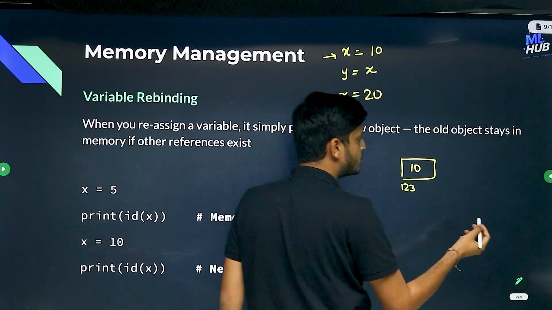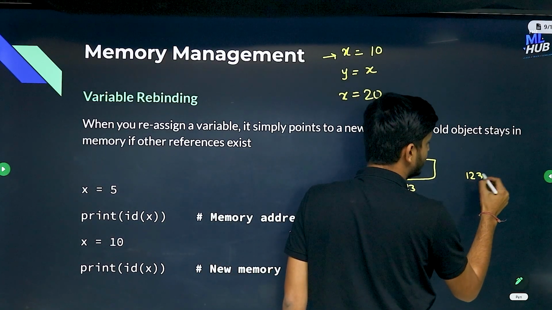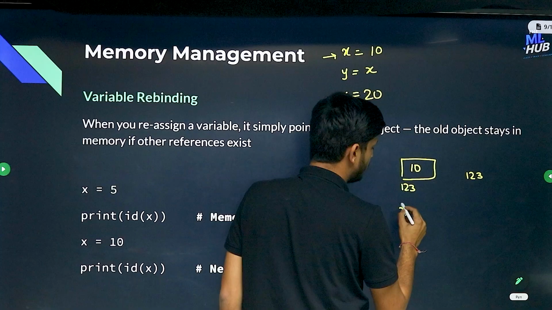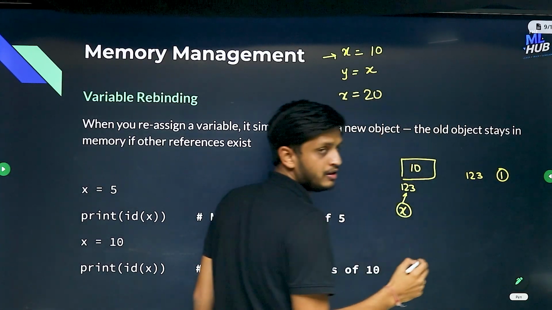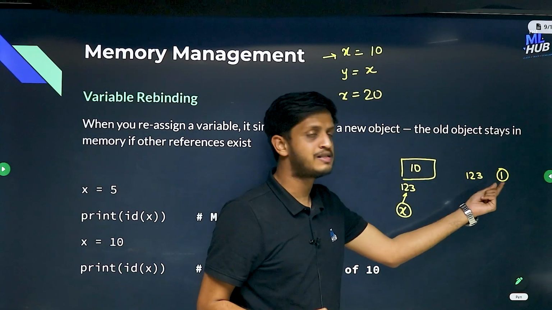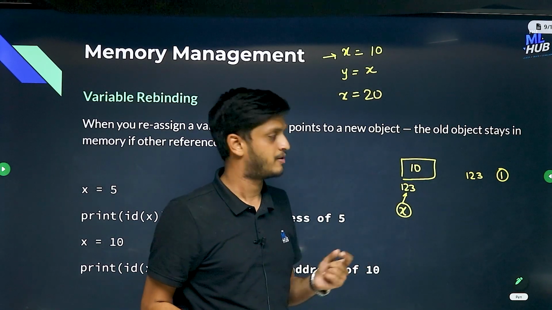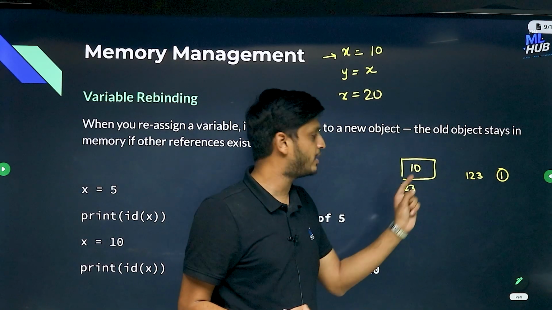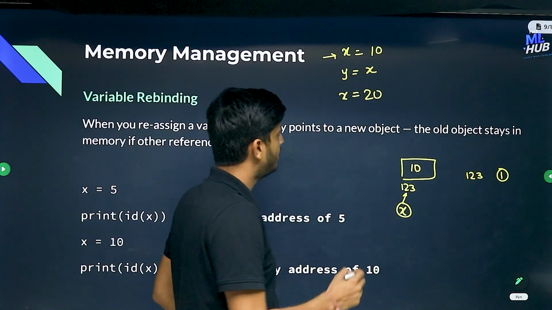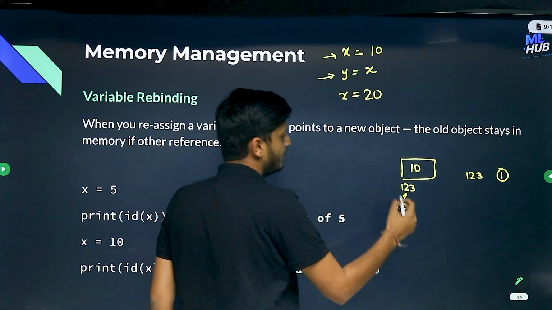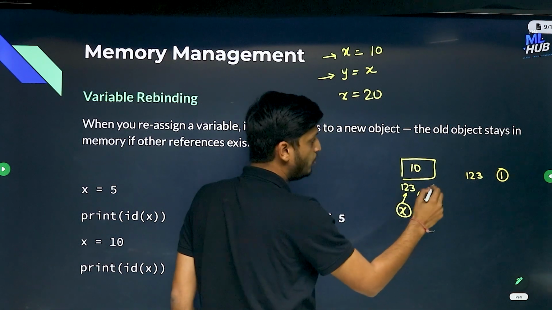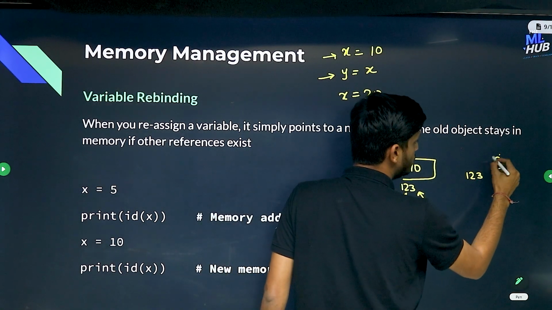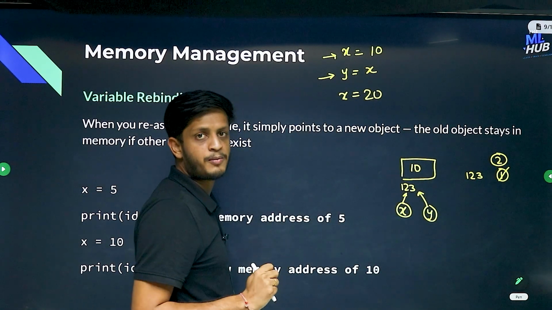So the compiler will also remember that at memory location 123, x is pointing to this particular memory location, and hence it will say that the variable count, the number of variables pointing to this memory location, will become 1 because x is pointing to it. Now when you say y is equal to x, y also starts pointing to this particular memory location. So the count of this memory location becomes 2 because now 2 variables are pointing to it.